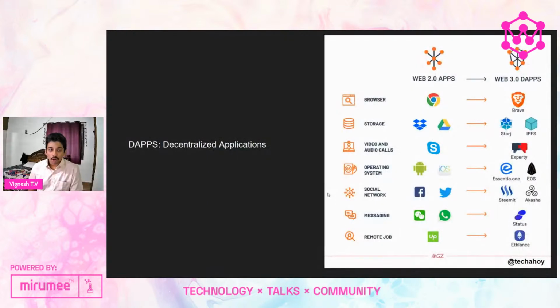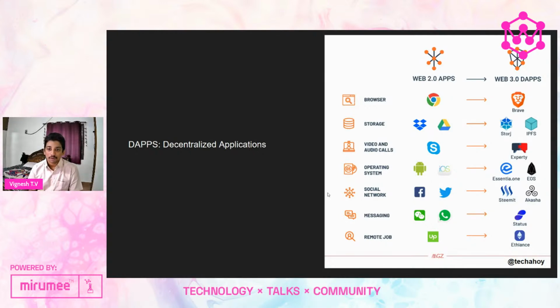Now when we talk about Web 2.0 and Web 3.0, rather than just putting in the terms, let's have a look at the apps between 2.0 and 3.0. For browsers, we have Chrome in 2.0, and in 3.0 we have Brave. In Brave, there is something called the Basic Attention Token, or BAT as we call it. People are paid for viewing content, creators are paid, without having to track your activity.